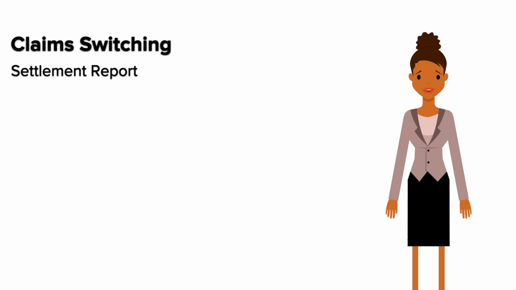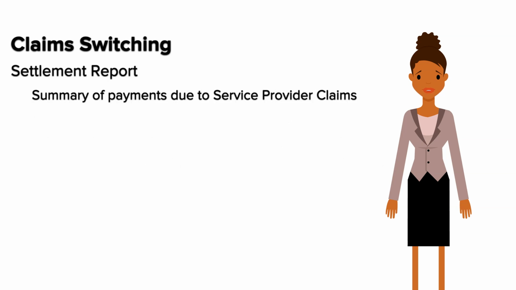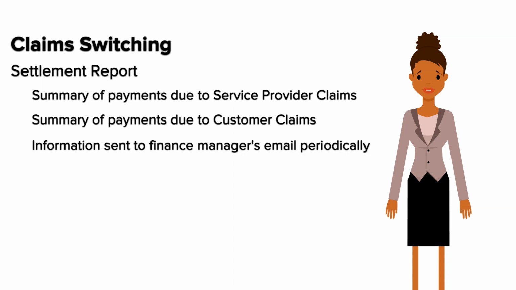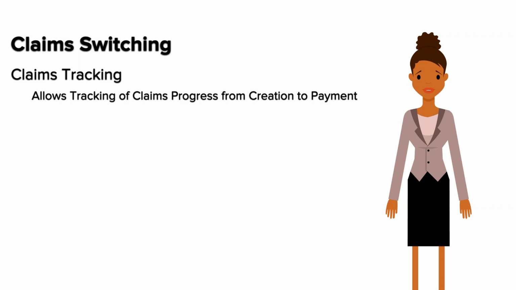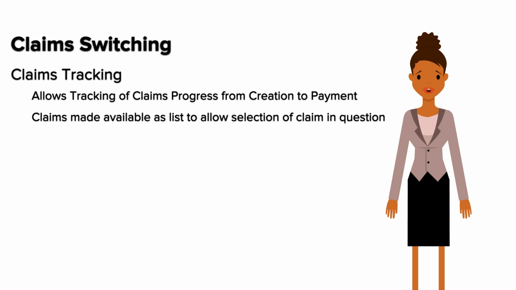A settlement report shows a summary of the payments the finance manager should remit to service providers and to customers for claims submitted, and is automatically sent as an email to the configured user marked as Finance Manager in the system. The Claims Tracking Module allows a medical aid and service provider to track the current status of a claim in the system and is available as a list after searching the claim. The system gives a further search function in case of multiple records retrieved to get the actual record in question.